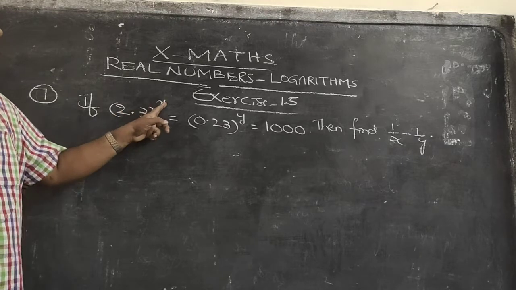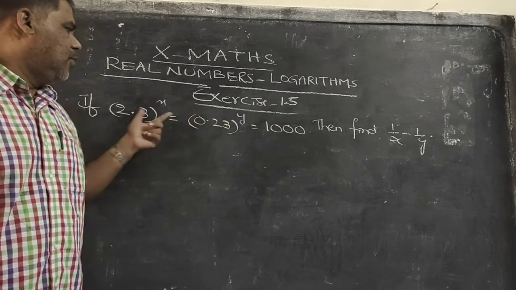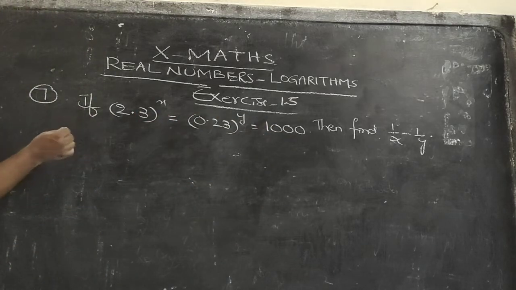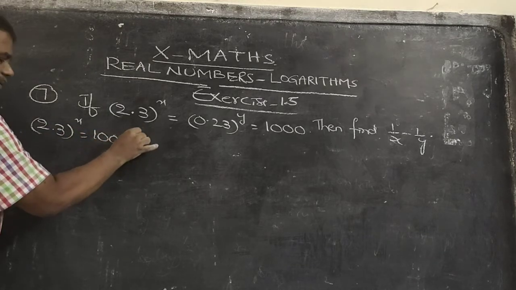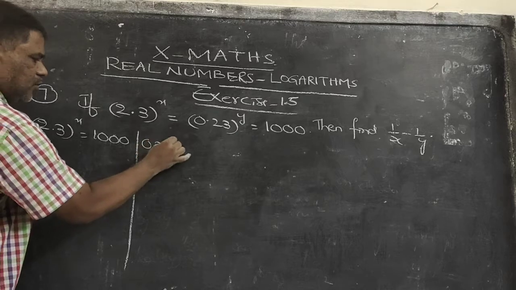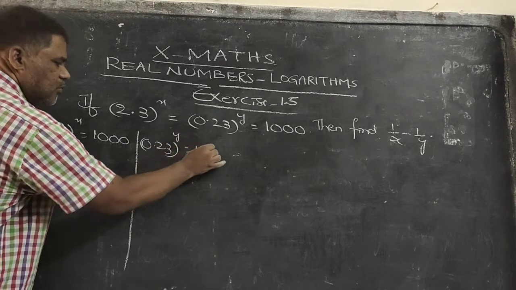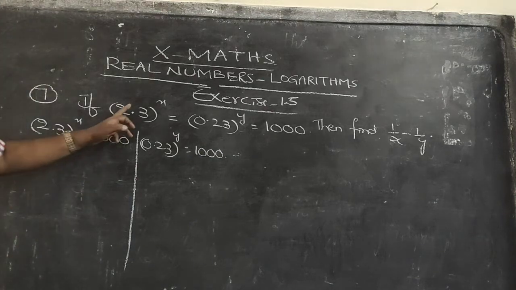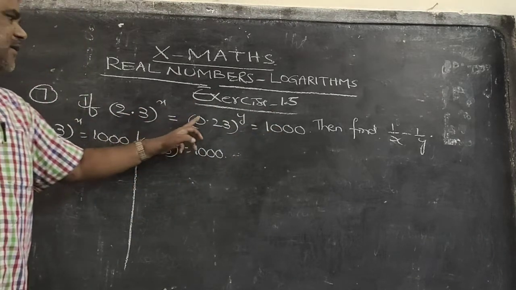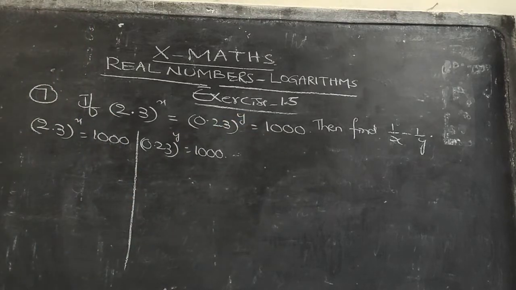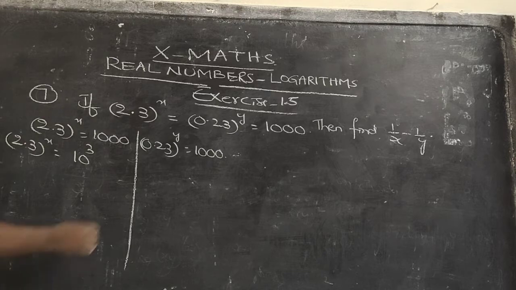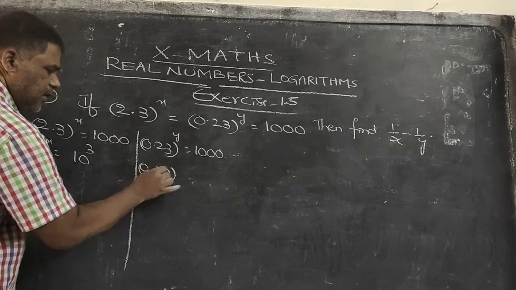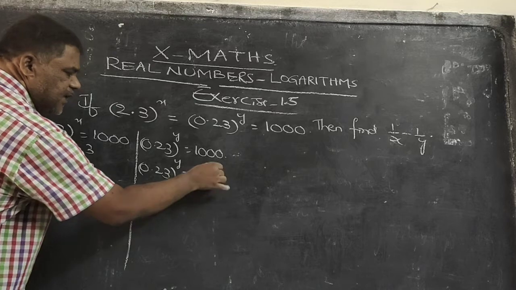Here (2.3)^x and (0.23)^y both are equal to 1000 given. So let us take that separately. That is (2.3)^x, this is given as 1000, and (0.23)^y, this is also given as 1000. Now 1000 means it is 10³. Here also you write 1000 as 10³.